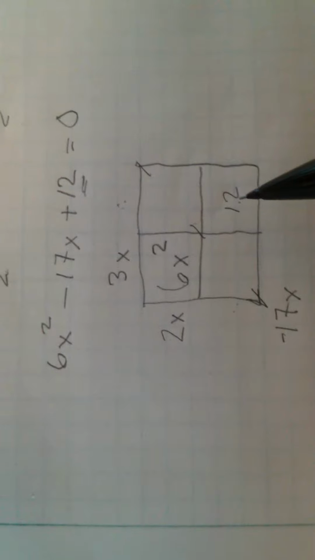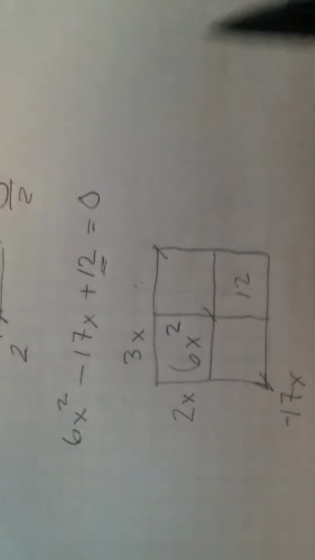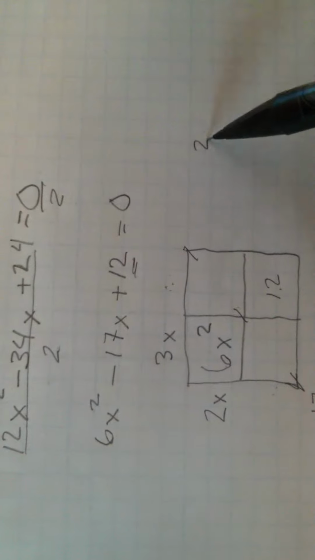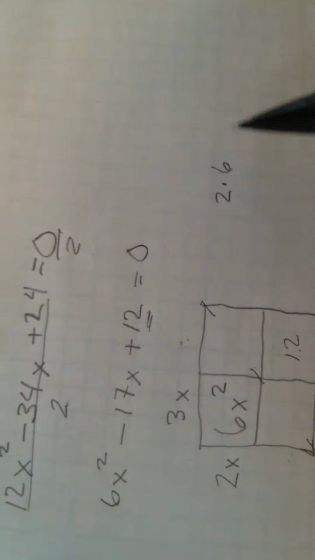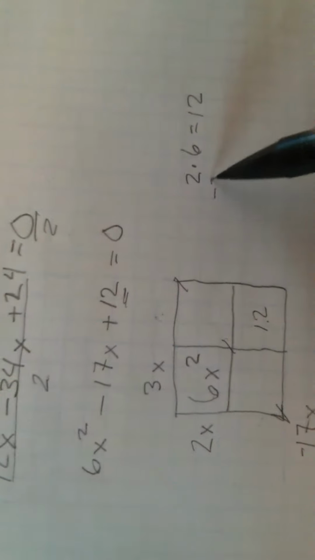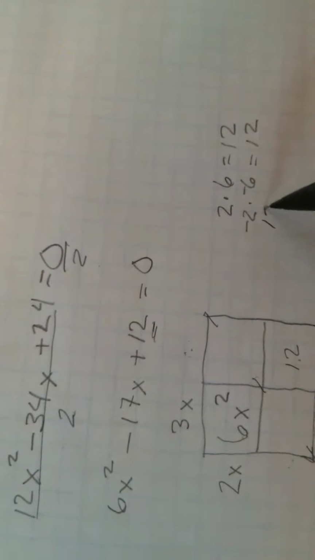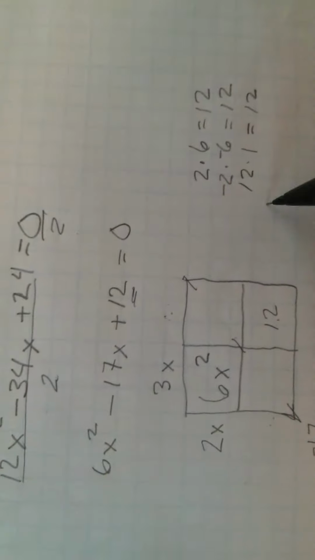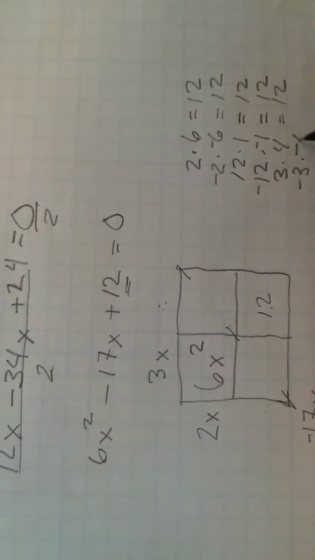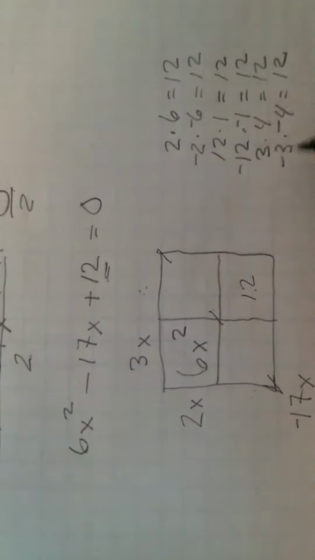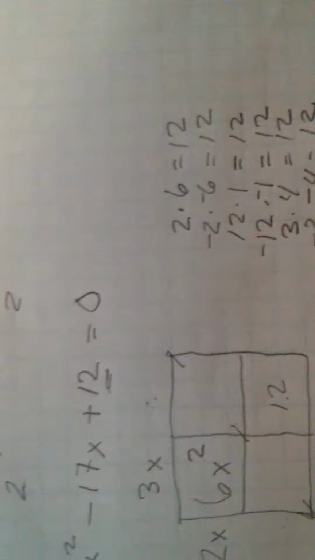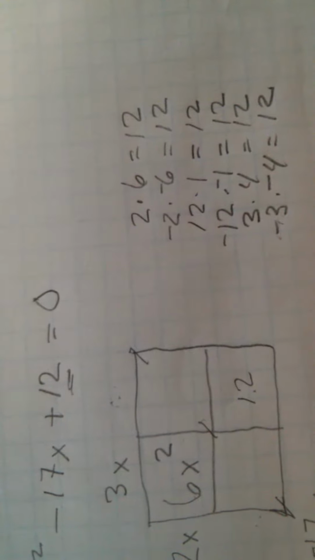But 12 here is the key. So there's only some values that work, right? I mean, we could take 2 times 6, that would be 12. Okay. Or we could take negative 2 times negative 6, that's also 12. We could take 12 times 1, that would be 12. Negative 12 times negative 1, that would be 12. Or 3 times 4, that would be 12. Negative 3 times negative 4. Okay? So any of these combinations of numbers are the ones that are going to work.